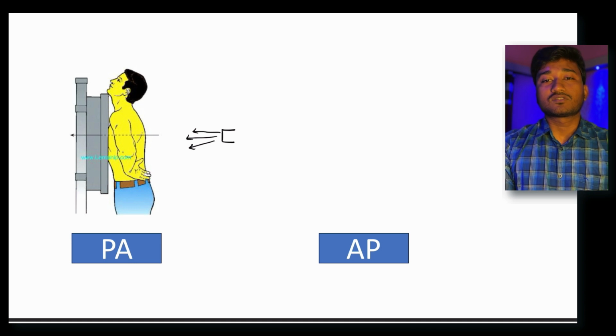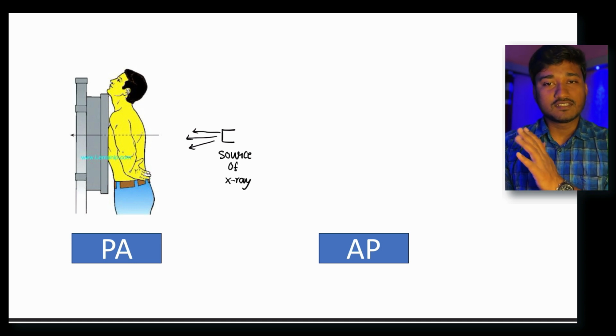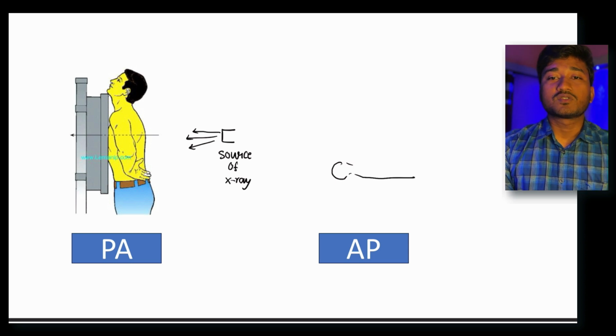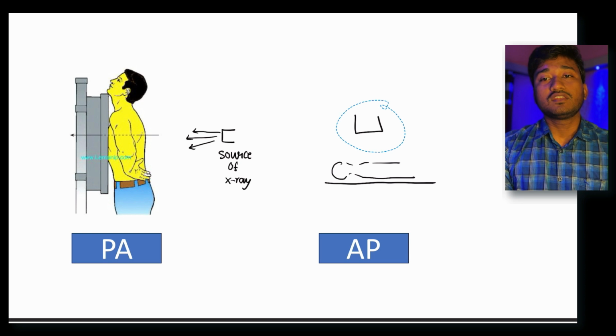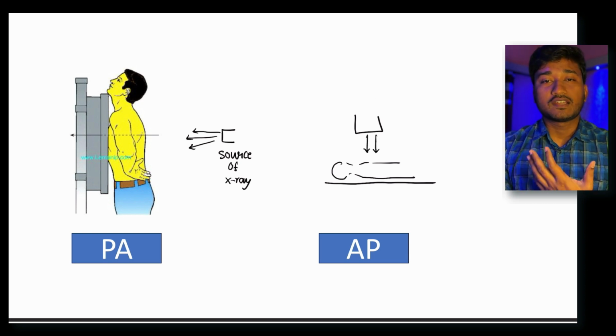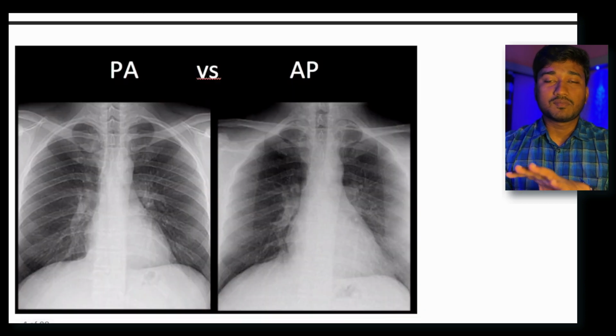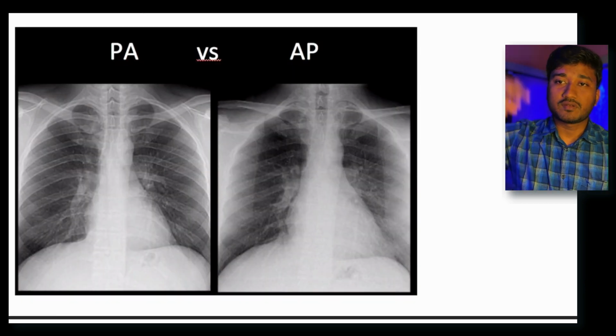Okay, let's talk about the basic difference between the PA view and the AP view in chest X-ray. So in PA view the rays are coming from the back. In AP view, usually what happens in an ICU setup where the child or the patient is very sick, in those setups the AP view is done. Rays are coming from the front.